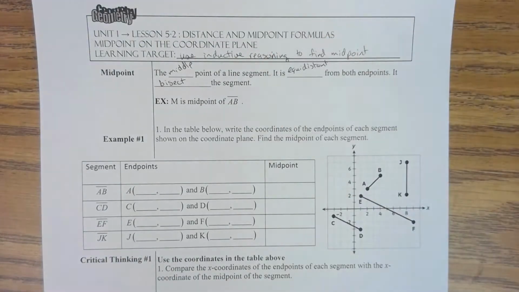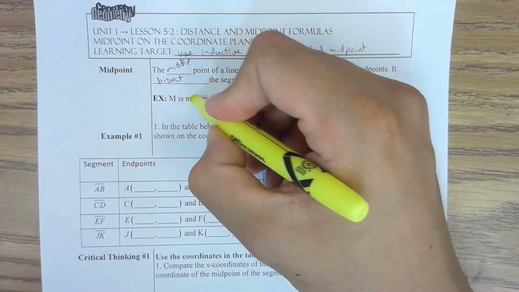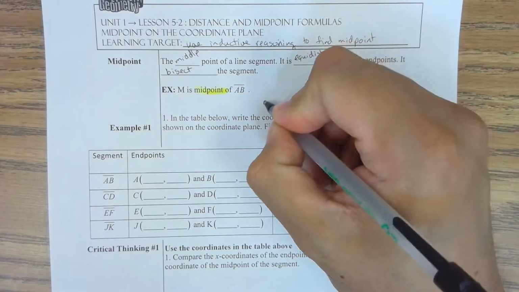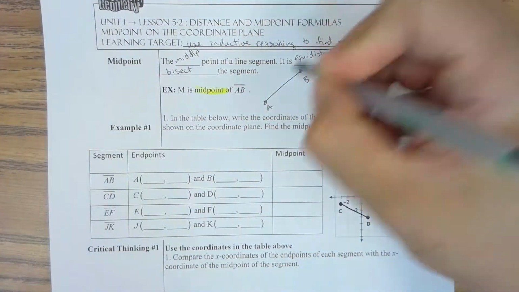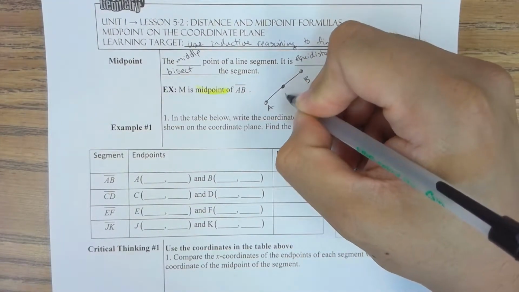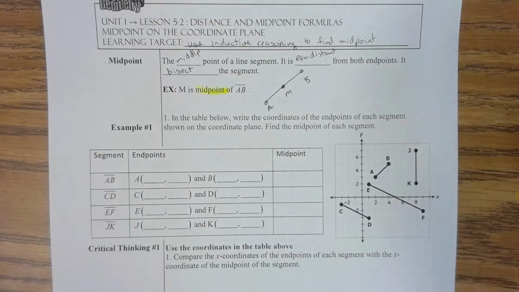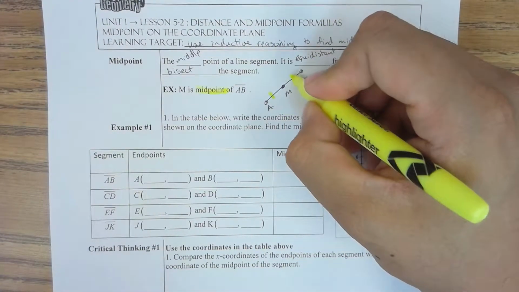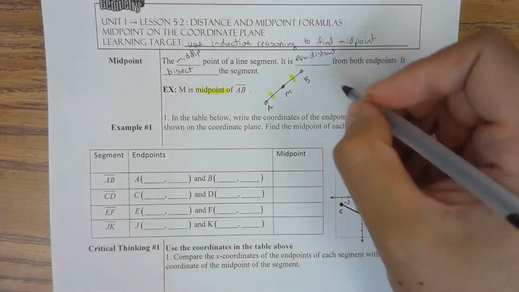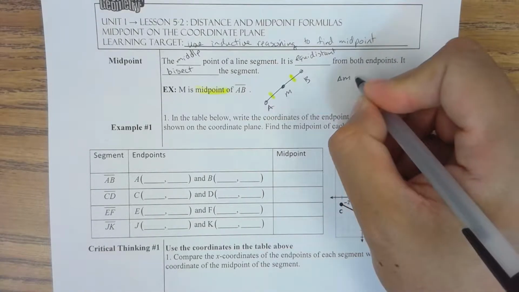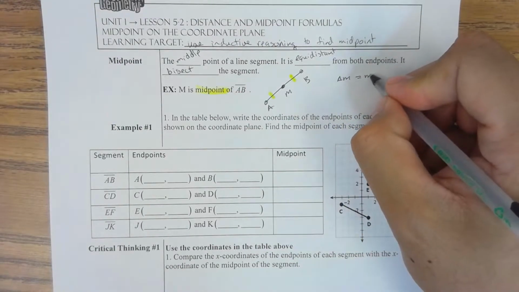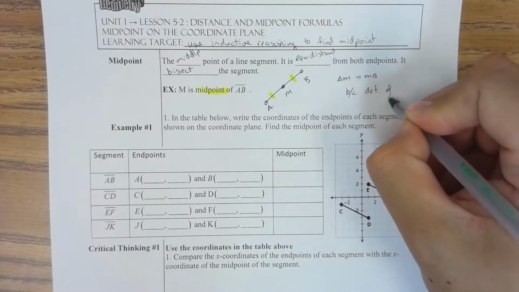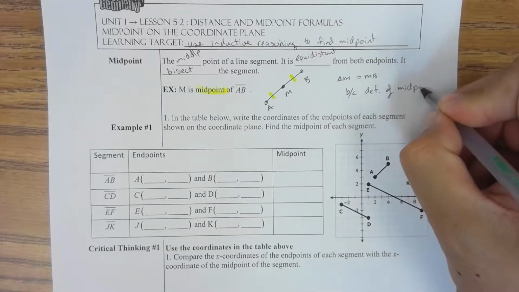So, for example, when we have M at the midpoint of segment AB, let's draw that picture and see what we notice. So, here's my segment AB, and right in the middle right here is my M, my midpoint. And one thing you should notice is that if it's in the middle, that means AM and MB should be the same, to be equal. So when people ask you why AM is equal to MB, you can say because of the definition of midpoint. Okay?